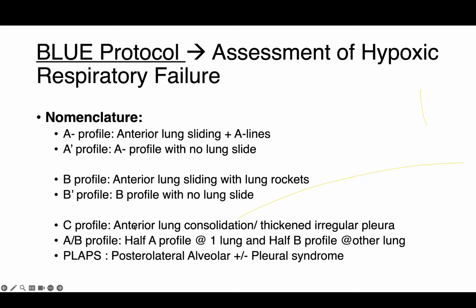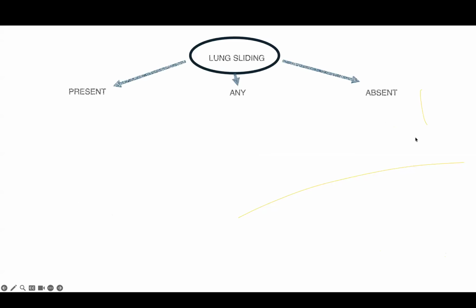C profile is anterior lung consolidation with thickened irregular pleura, and A/B is half A profile at one lung and half B profile at the other lung. And PLAPS is posterior lateral alveolar plus or minus pleural syndrome. So these are the important nomenclatures you need to keep in mind.